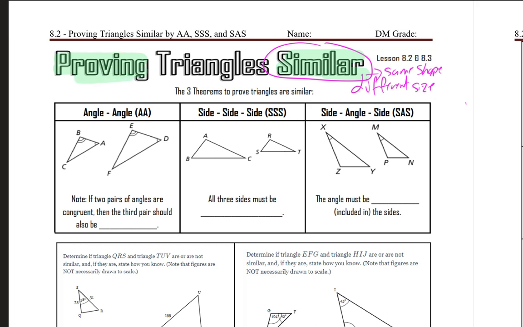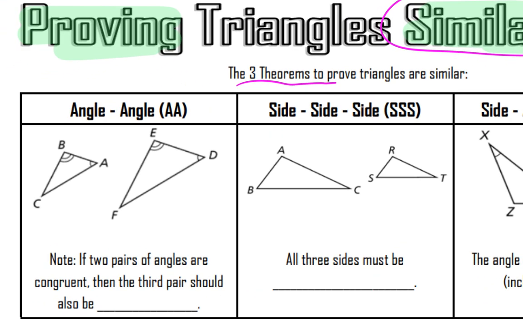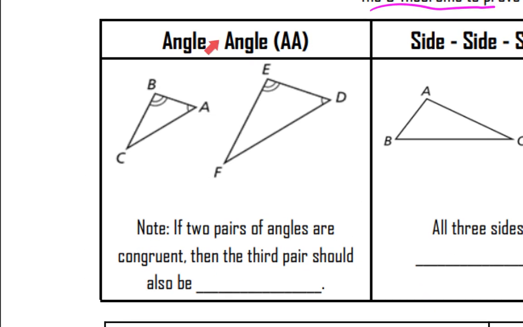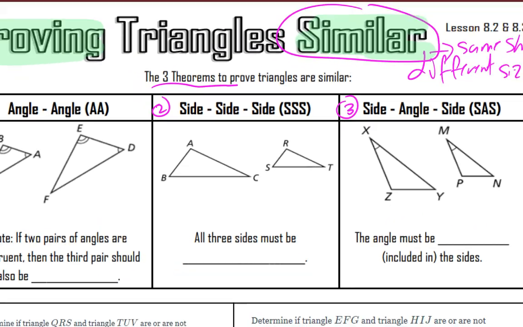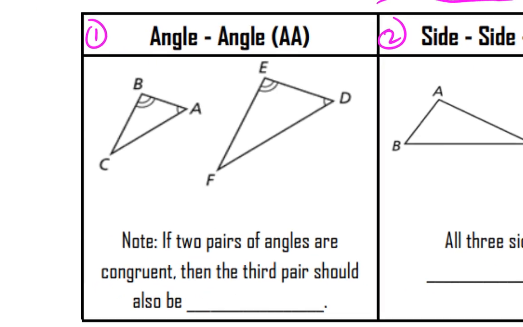We're going to talk about 3 theorems that can prove that triangles are similar. So we're not going to judge just by looking at them. We're going to be able to use these as a reason to say that they are for sure similar. The first one is going to be angle, angle. This is our first one, this is our second one, and this is our third one. So the first one is going to be angle, angle.